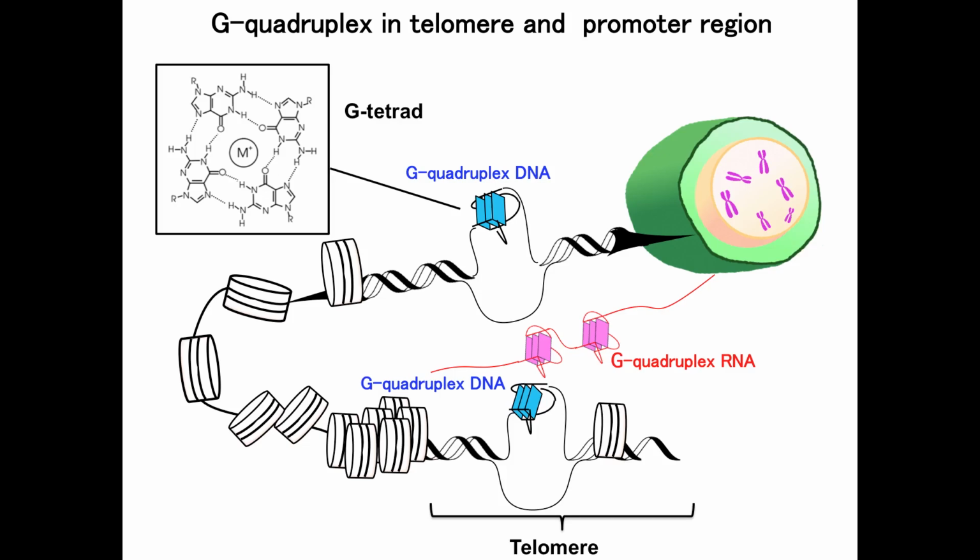So where is the G quadruplex in the nucleosome? One example is the telomere region. The telomere region is the terminal of chromatin, and this region is very important for cell lifetime and cancer. On the other side, the promoter has a lot of G quadruplex forming sequences, and these sequences are very important to control transcription.